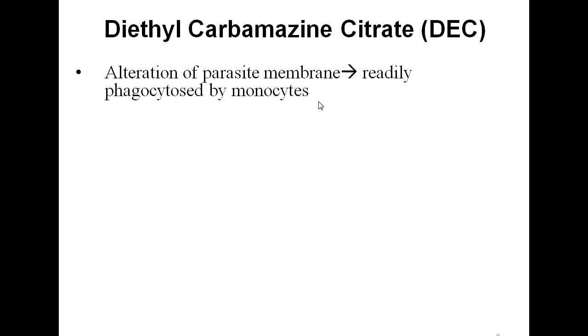So by itself, diethylcarbamazine does not kill the worm. It alters the membrane of the parasite, making it susceptible to be eaten up or swallowed by the host monocytes. And it also causes hyperpolarization of the worm muscle, paralyzing it, making it easy for phagocytosis.